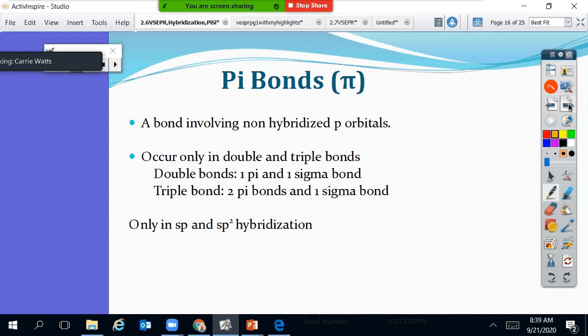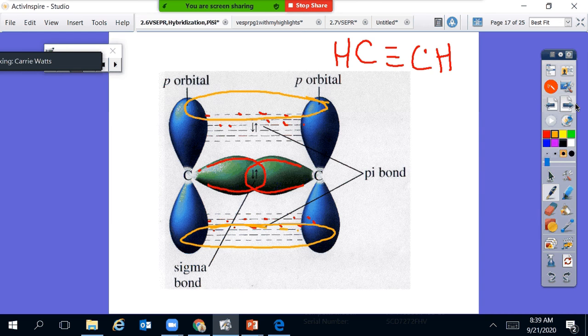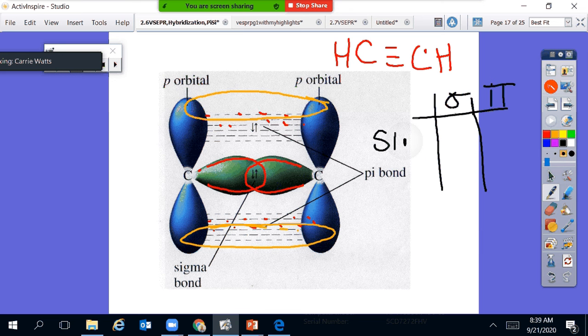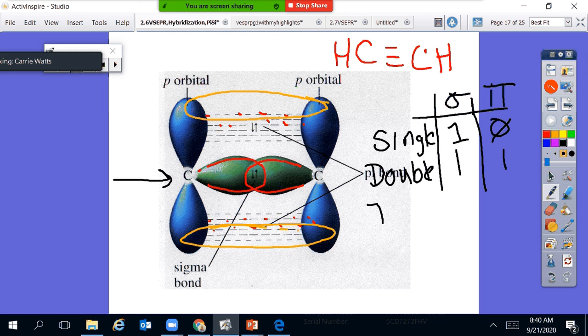Okay, so if you made yourself a little chart, which I have in the past for the kids. We used to actually teach sigma bonds and pi bonds in honors. So a single bond has one sigma bond and no pi bonds. A double bond has one sigma bond and one pi bond. And if you have a triple bond, like showing here with ethene, you have one sigma bond and two pi bonds. Okay, so that's what's happening.